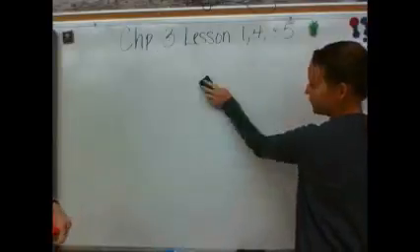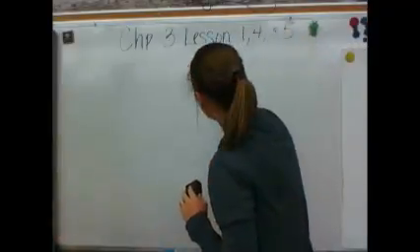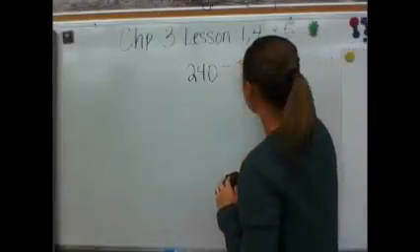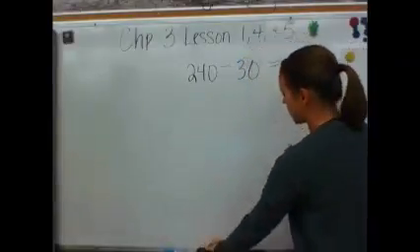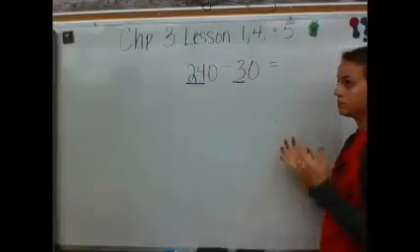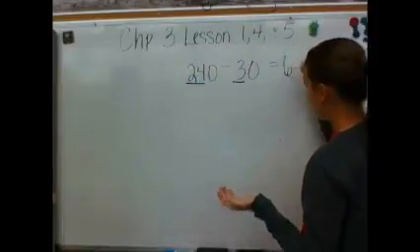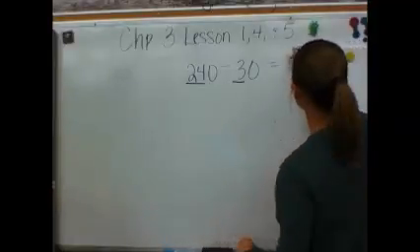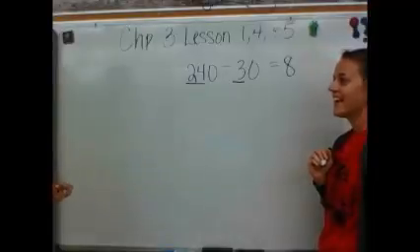Look at this one though. We've got 240 divided by 30. Okay, so it's a 1 for 1. Start with your basic fact. What's 24 divided by 3? 6. Nope, 8. Sorry. Gotta learn those math facts. You were just thinking of 4.